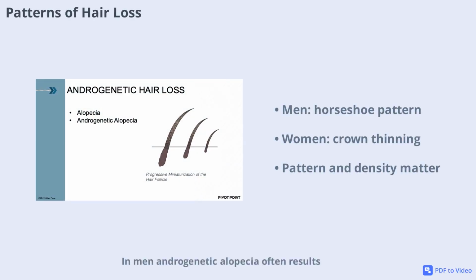In men, androgenetic alopecia often results in a horseshoe-shaped fringe pattern, while in women, thinning is more generalized over the crown with the front hairline usually retained. Evaluating the pattern and density of hair loss is important for diagnosis and treatment planning. It's common for men to go bald, but rare for women to lose all their hair.